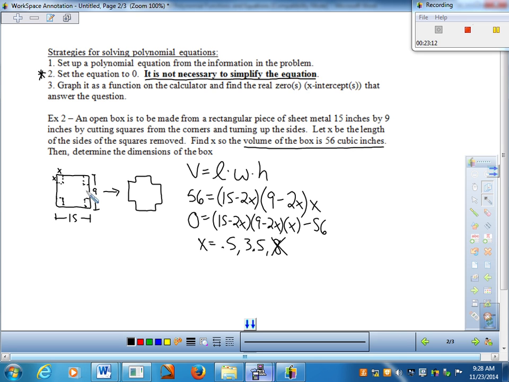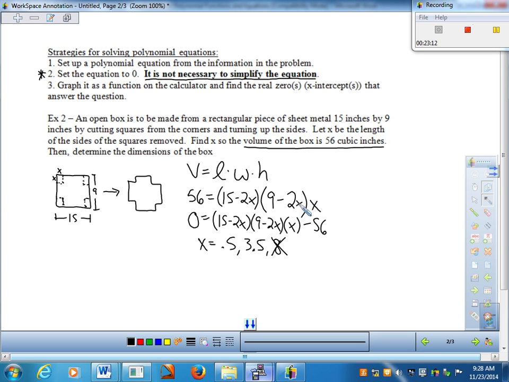Okay, so now we have what we need. I think this one works. I think we can get a nice length, width, and height out of this x value, and I also think we can get a nice length, width, and height out of that value. So if you're wondering how to get the dimensions, remember these are your x's. That's the length, that's the width, and that's the height. That's what I'm looking for. It's all in terms of our x that we just found.